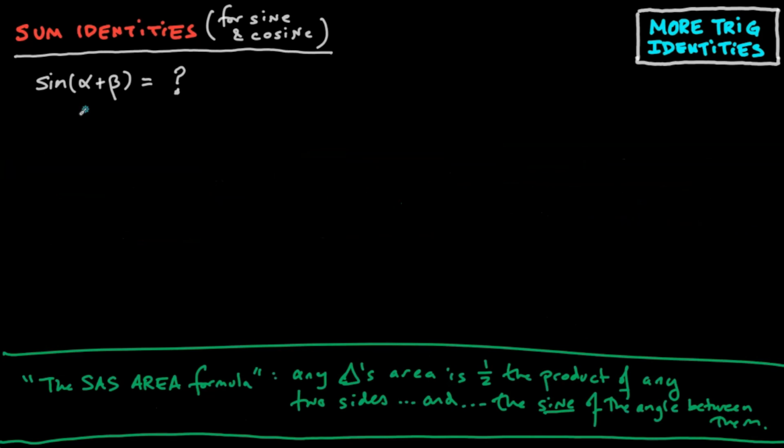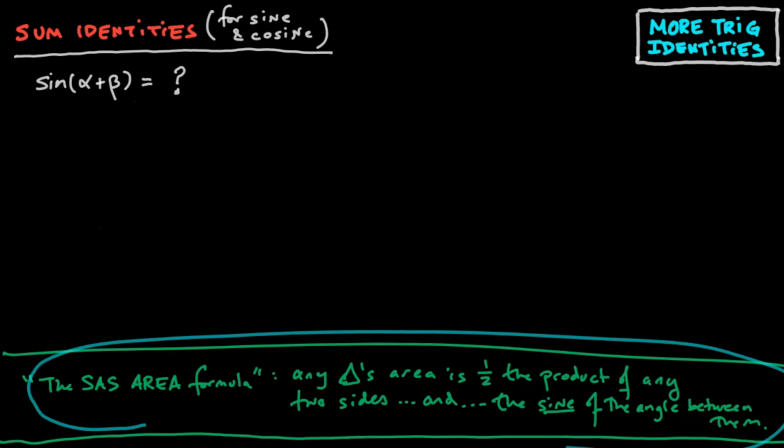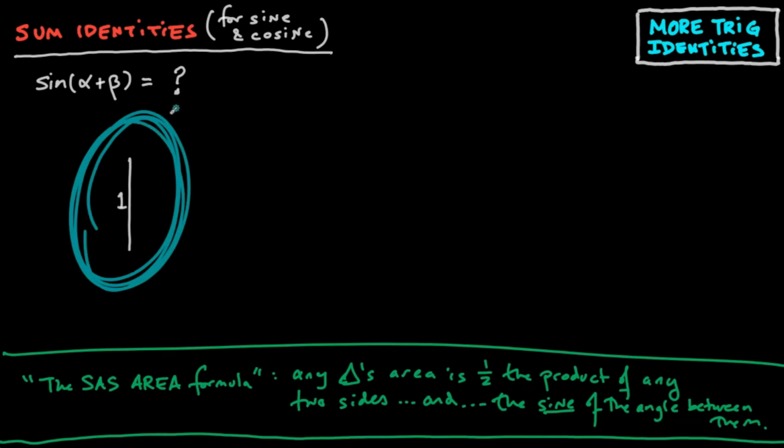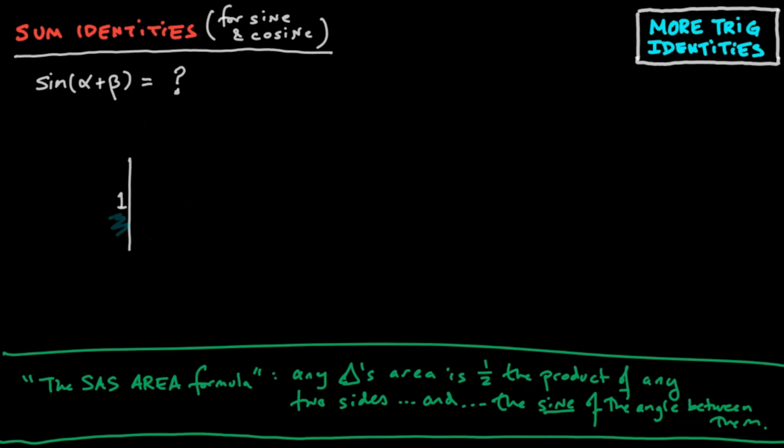And finally, let's start talking about this sum identity. This may have seemed like a weird digression about area, but very interestingly, I can use it to come up with a sum identity for sine. Watch this. I think you'll like it. Let's start with this vertical line segment of length 1. First, let's think about the line perpendicular to it.